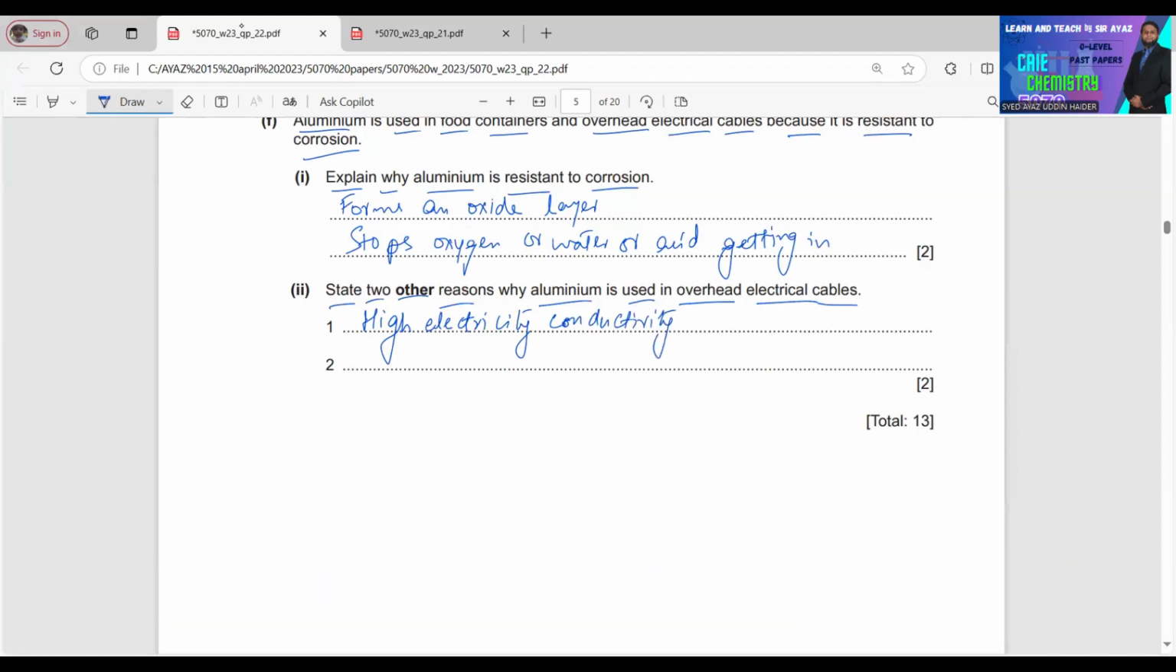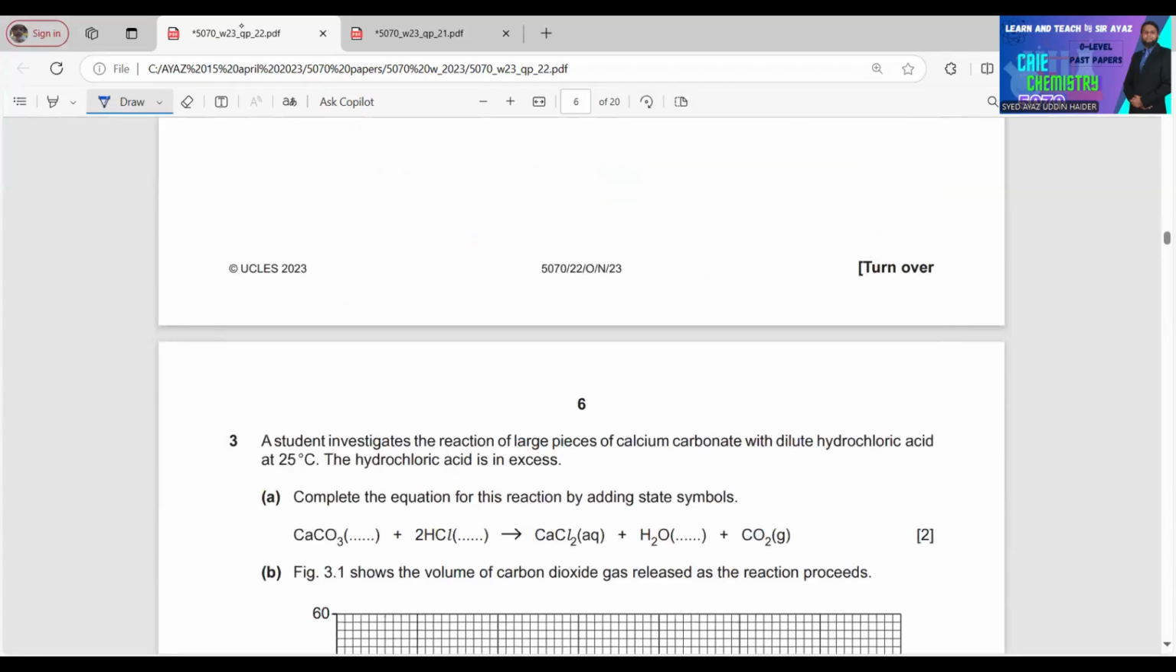And then low density. Moving to next question, which is question number 3.